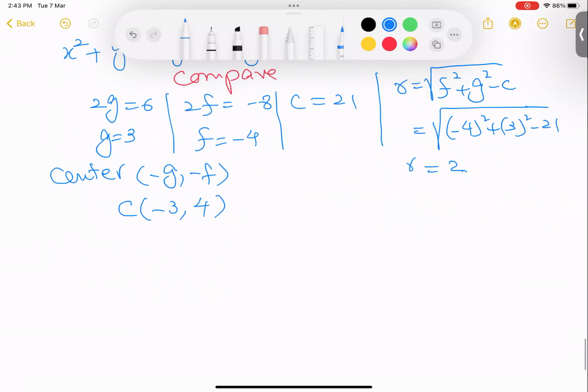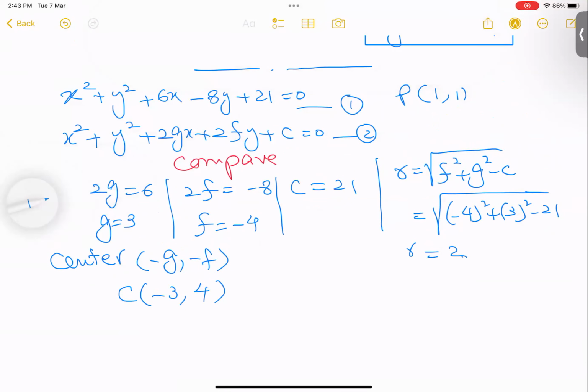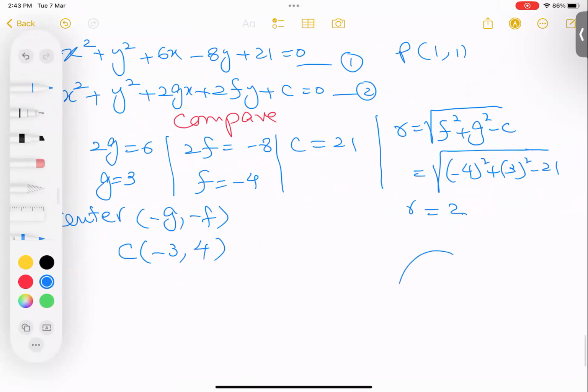So what is the plan here? We have been given a circle, and I'm going to show you. This is a circle, and the center is (minus 3, 4), C. And the point (1, 1) is outside somewhere here. This is (1, 1), outside here. Now first of all, this is a point P.